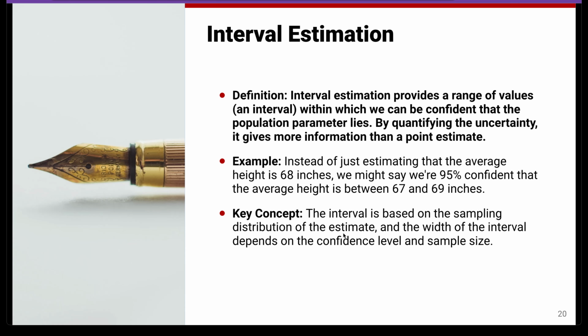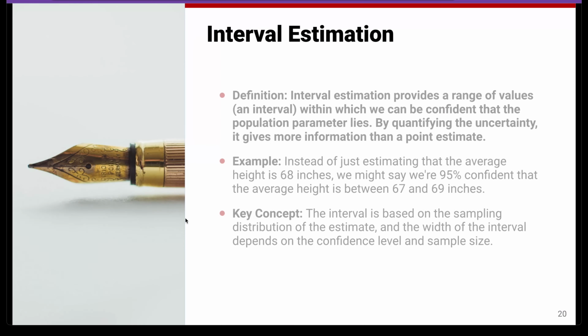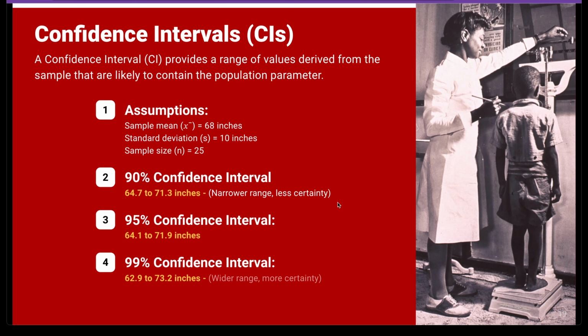So the interval estimate is a range, this right here. Your confidence interval, your CI, is right here. The interval is based on the sampling distribution of the estimate, and the width of the interval depends on the confidence and the sample size. That's a key issue. So if we had 50 people, 100 people, 200 people, these numbers would have gotten smaller. Why? Well, because I have 200 people. I don't want to say it just makes sense, but it just makes sense.